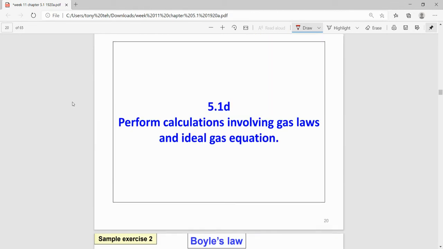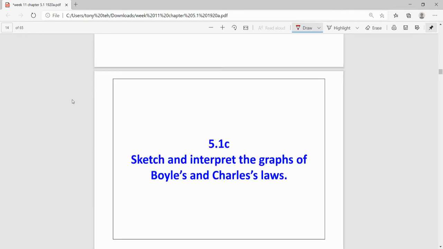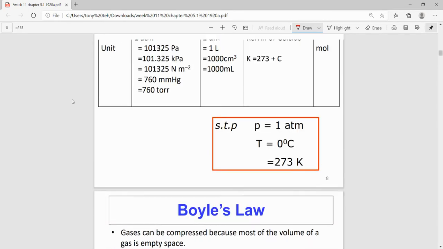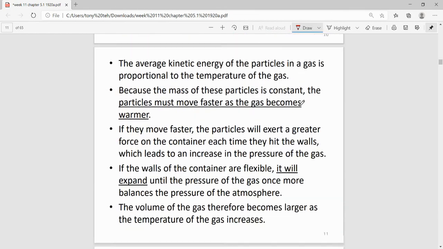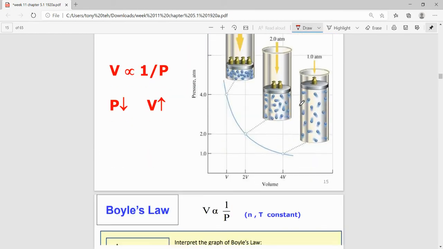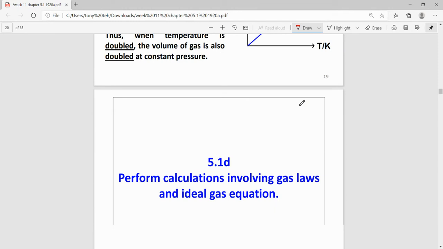Just now we have learned about the gas laws and their expressions, and also some formulas for us to calculate. So now we go for some simple calculations involving the gas laws.